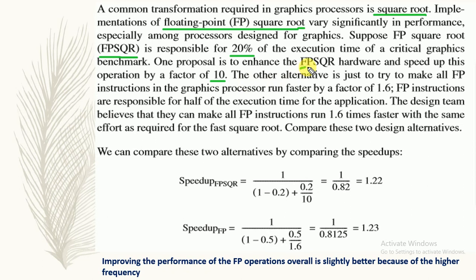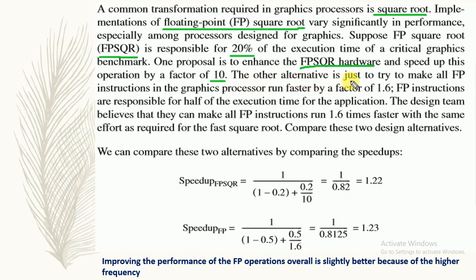If we improve this FP square root hardware, that is 10. Speed up enhanced is equal to 10. So you can write step by step. The other alternative is just to try to make all FP instructions in the... So this is one alternative. Fraction enhanced is 0.2 and the speed up enhanced is 10.